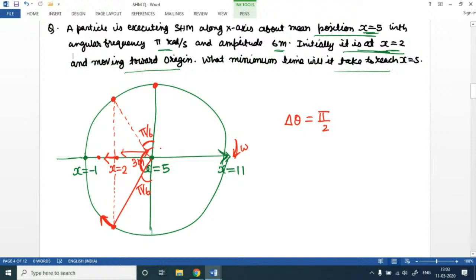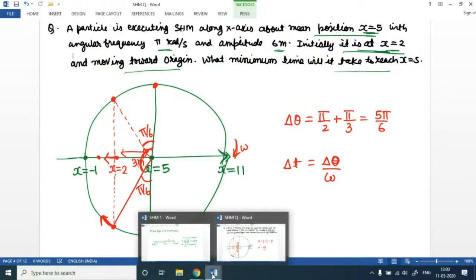Okay, this angle is pi by 2, and this angle here would be pi by 3. So pi by 2 plus pi by 3 would be 5 pi by 6. So that would be delta theta, and delta t, obviously you will be able to find it as delta phi or delta theta upon omega over here. Okay, so this is the idea.